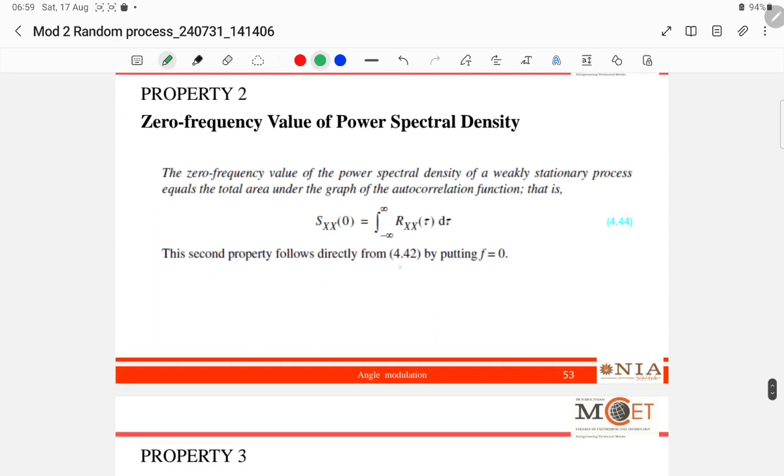Take your equation number 1, the Sxx(f) equation, that is the first equation in Wiener-Khinchin, and substitute f equal to 0, and you will get this. So the zero frequency value of your power spectral density is equal to the total area under the graph of your autocorrelation function. So that is the second property.